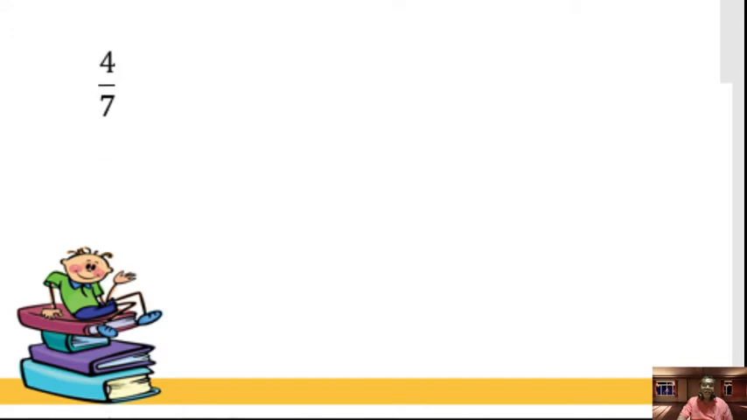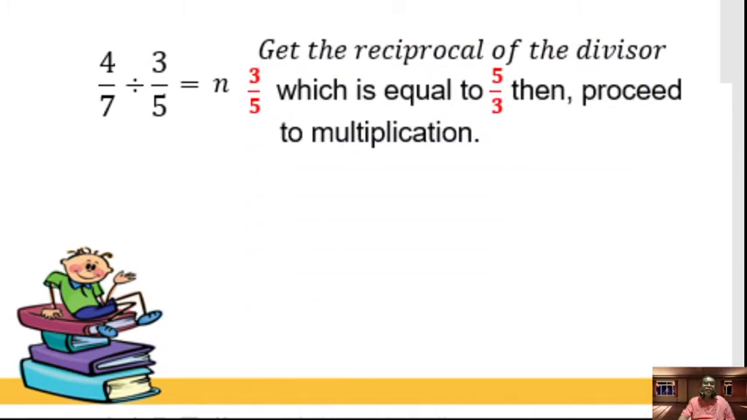Next example. 4/7 divided by 3/5 equals n. Again, 4/7 is the dividend, 3/5 is the divisor, and get the reciprocal of the divisor, the 3/5, which is equal to 5/3, then proceed to multiplication. So you have 4/7 times 5/3.